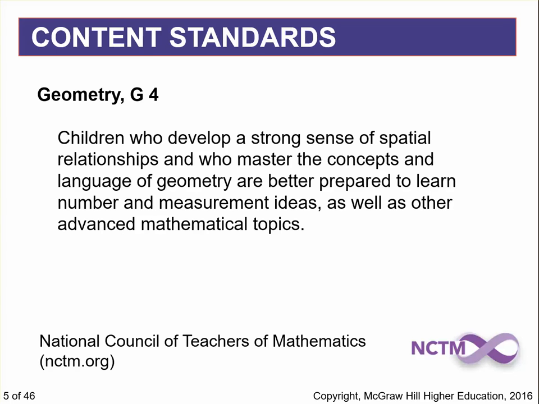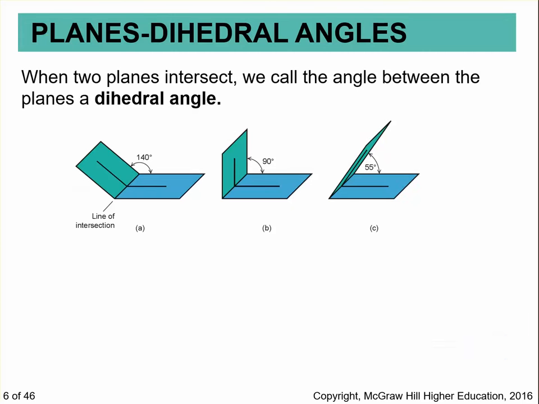Okay. So here's a content standard: students who have a strong sense of spatial relationships and who master the concepts and language of geometry are better prepared to learn number and measurement ideas as well as other advanced mathematical topics. So when two planes intersect, we call the angle between them the dihedral angle. So in figure A here, the two planes intersect, they make a line, and then make a 140-degree dihedral angle, and there's a 91 and a 55.